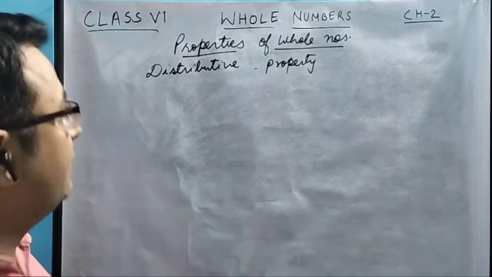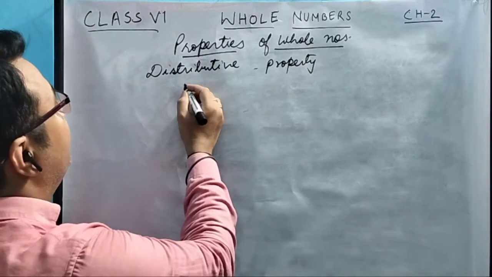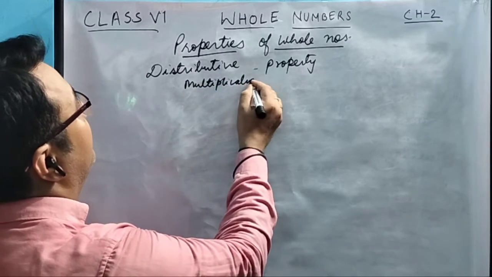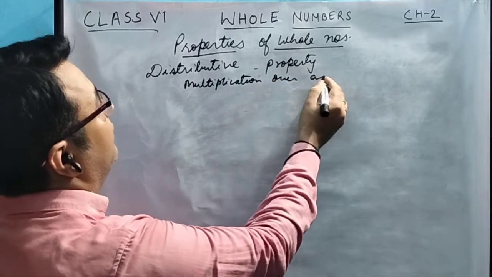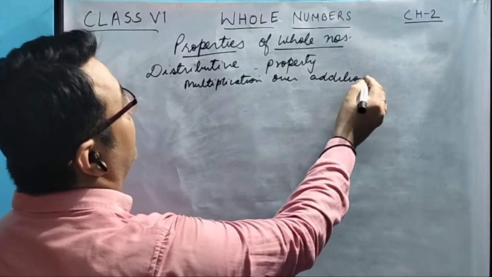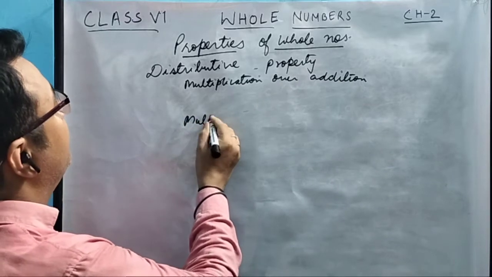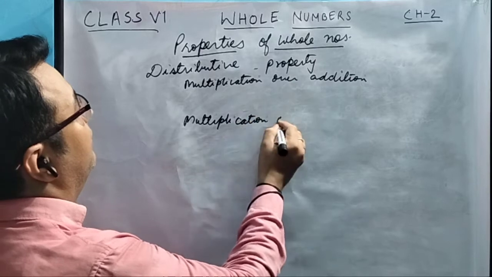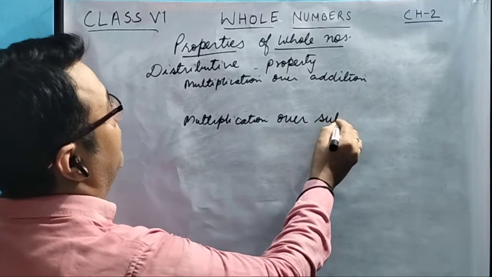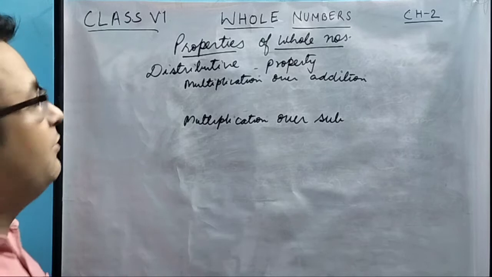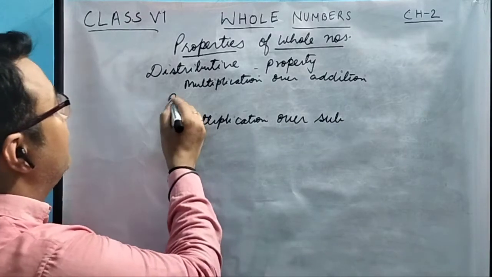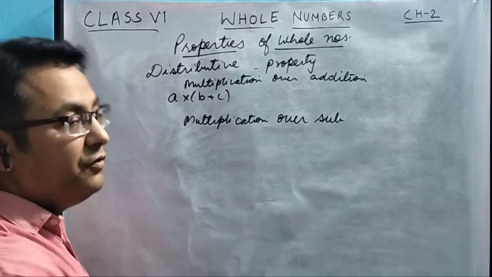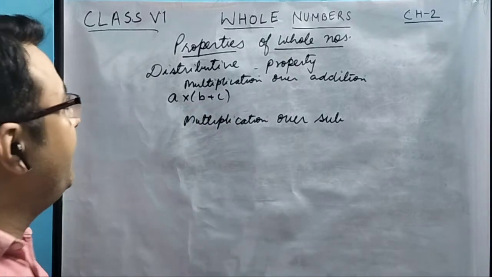Distributive property is basically of two types. First is multiplication over addition, and second is multiplication over subtraction. So let's see what the distributive property is. Suppose we are having three whole numbers a, b and c. So if it is of this form, a multiplied by the sum of b and c.